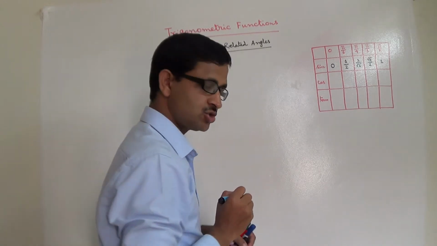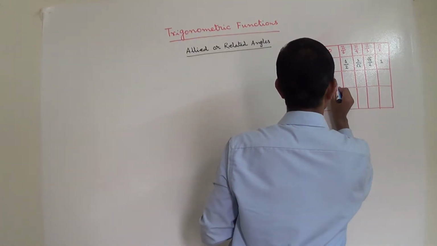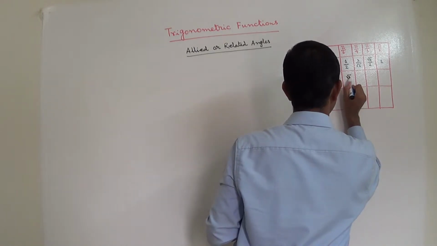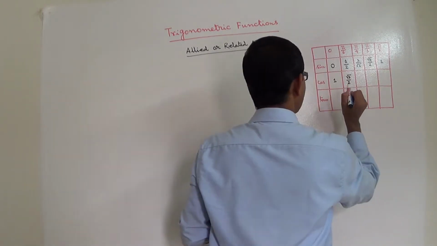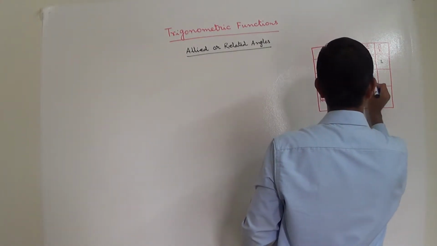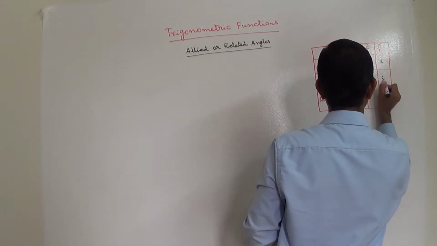The value of cos will be like this. Cos 0 is 1. Cos pi by 6 is root 3 by 2. Cos pi by 4 is 1 by root 2. Cos pi by 3 is 1 by 2. And cos 90 degree is 0.